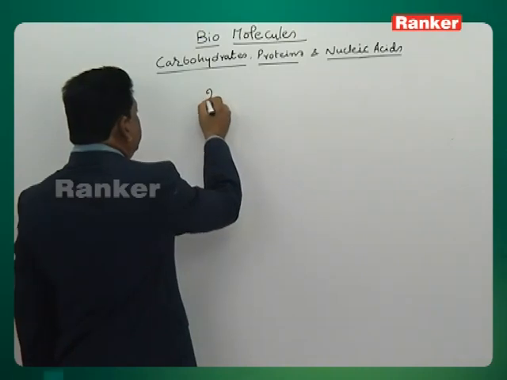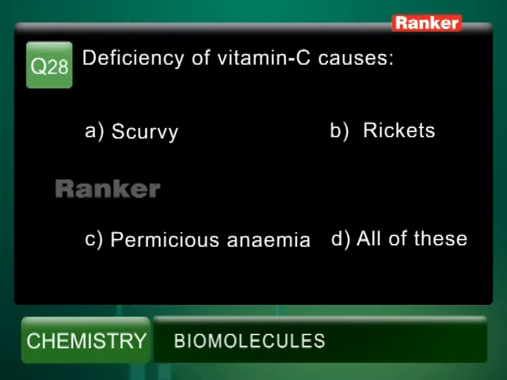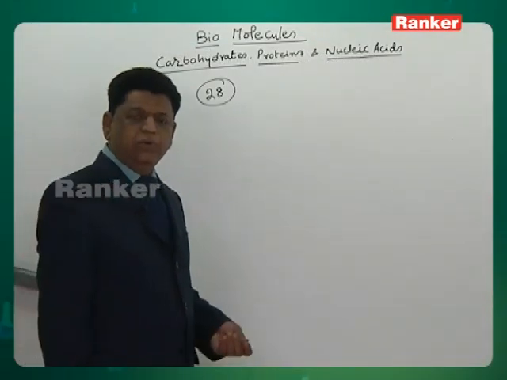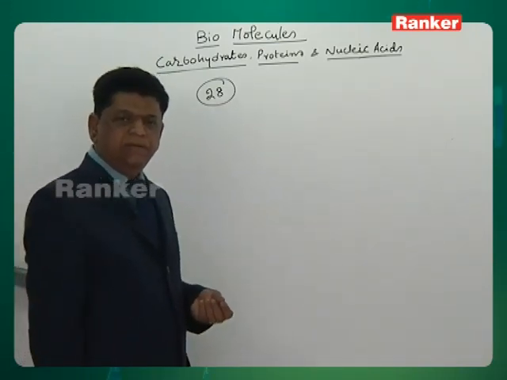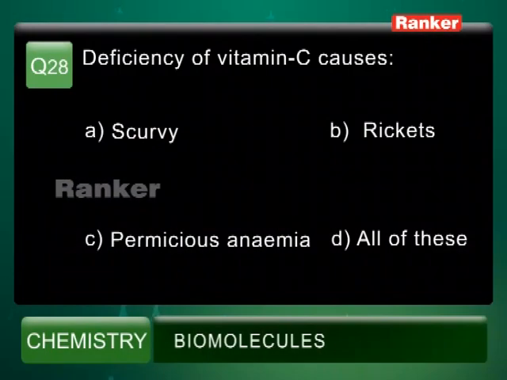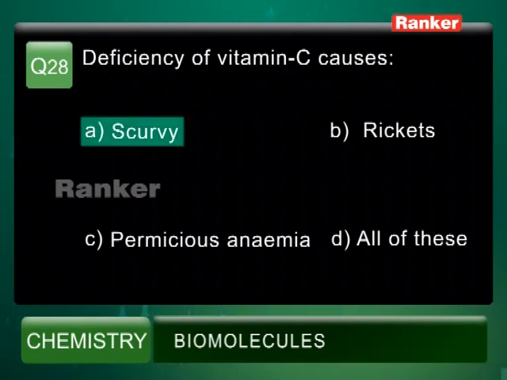Let's go for question number 28. Deficiency of vitamin C causes. Vitamin C is available in different types of lemon fruits and all that. When there is a deficiency of vitamin C, it leads to what type of disease, he is asking. Scurvy is the disease in which the teeth and gums are mainly affected, that is the vitamin C disease. B is rickets, that is a vitamin D deficiency, and pernicious anemia is a B vitamin disease. All of these are wrong. So the answer A is the right answer.